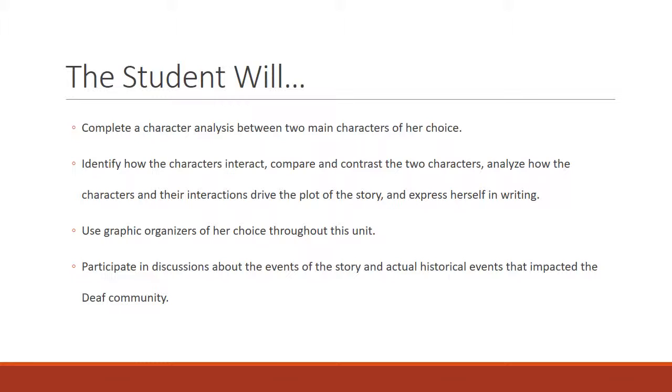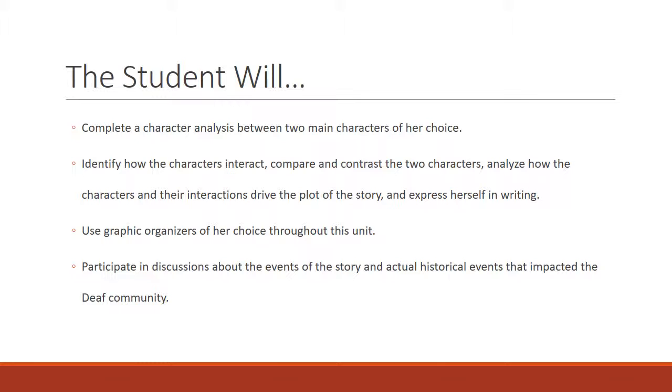I wanted to create a unit in which the student could delve into the story and focus on a character analysis and compare and contrast two main characters of her choice. So after we read the first chapter, she selected her two main characters and she identified how the characters interacted. We did a compare and contrast, which you'll see in upcoming slides. She did a Venn diagram and a T-chart. And then she also analyzed the characters and how their interactions drove the plot of the story.